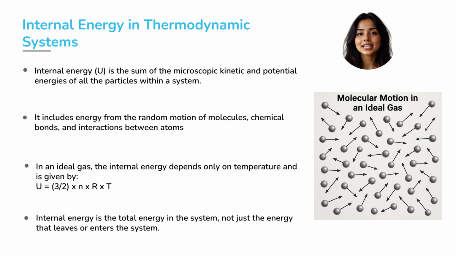The equation for the internal energy of an ideal gas is U = (3/2) n R T, where n is the number of moles, R is the gas constant, and T is the temperature in Kelvin. So when you heat up a gas, you're not just adding heat, you're increasing its internal energy, making the molecules move faster. It's like shaking a bottle of soda and making the molecules inside move faster.